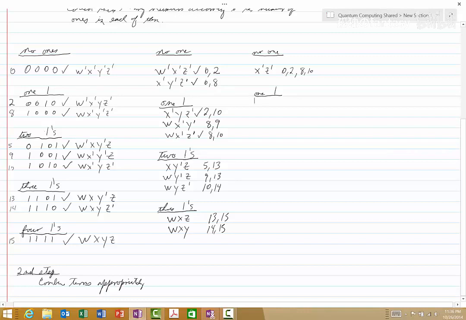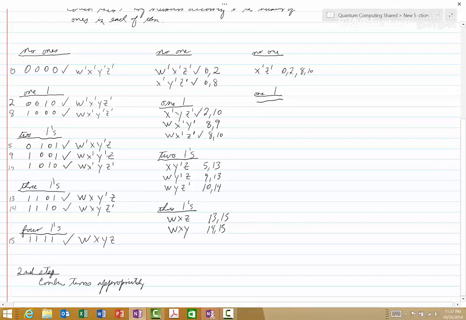This one has a W and an X and a Y. So if you check, none of these three terms match that. So it cannot be combined with any of those. Now let's check this last term, W, X, and Z here. So it cannot be combined with any one of these three either. And so there's nothing in the 1-1 grouping.